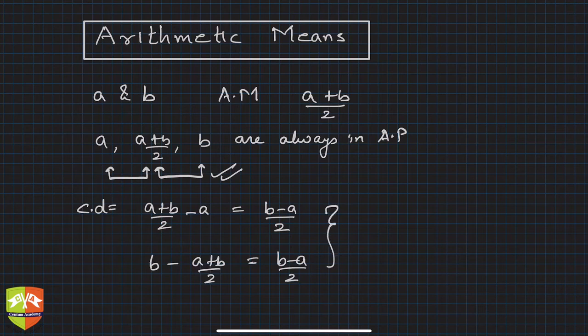So hence A, (A plus B) by 2, and B will always be in AP, and hence we will be calling (A plus B) by 2 the arithmetic mean. So in this three-term AP, (A plus B) by 2 is the middle term. So that's the concept of arithmetic mean.